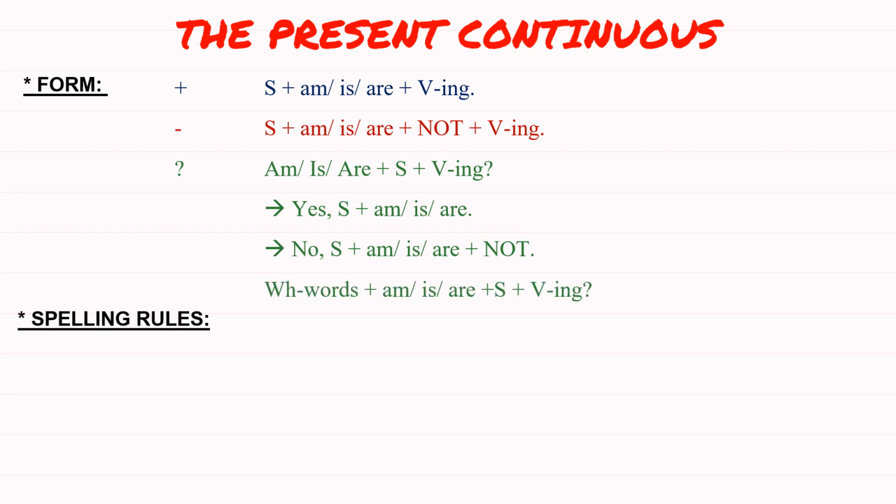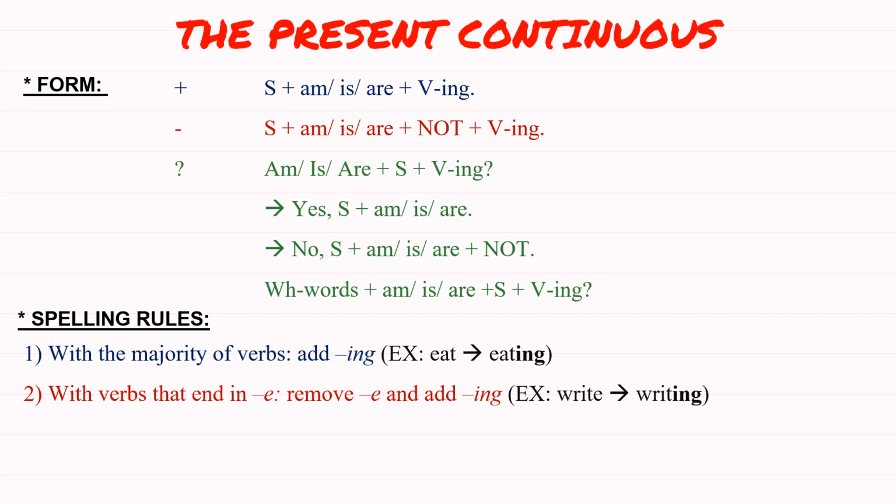Okay, and these are the spelling rules of the present continuous tense. Number 1, with the majority of verbs, we add -ing to the verb. For example, we have the verb eat, eating.